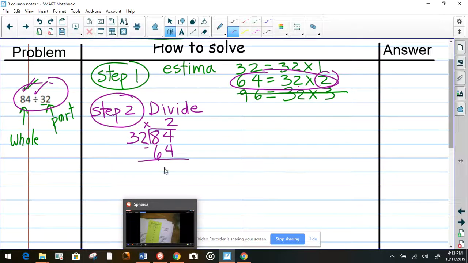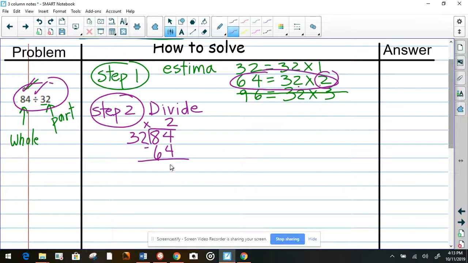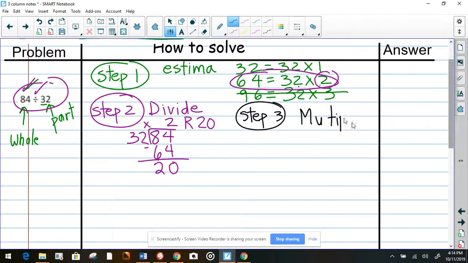And the remainder is 20. R20, that's the remainder. Okay, our next step is going to be step 3. Step 3 means check by multiplying. Multiply to check.